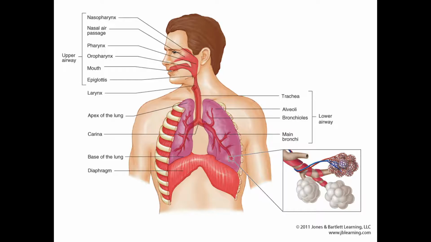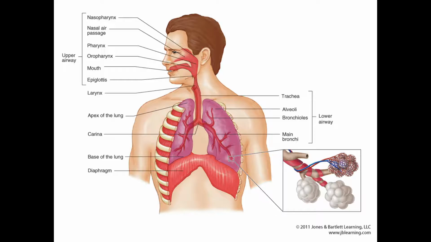Your epiglottis is a little flap that makes sure that when you are eating food and you swallow, it goes back into your esophagus and down to your stomach rather than going forward and down into your lungs, which would make you very, very sick.